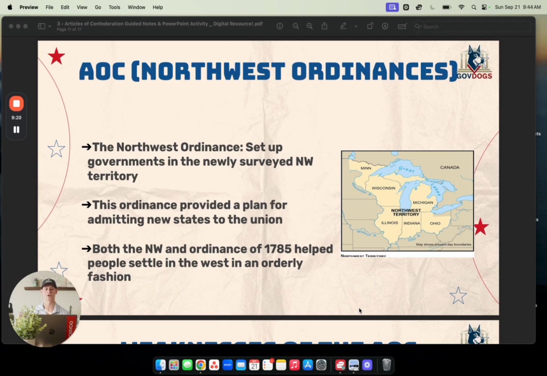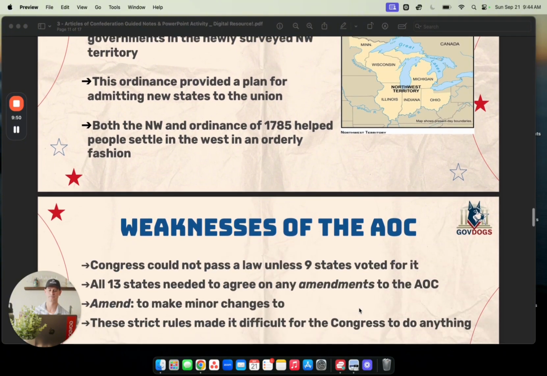Okay? So the Northwest Ordinance, right, set up governments in the newly surveyed Northwest Territory. So this is another success of the Articles of Confederation. What the Northwest Ordinance did, after the Ordinance of 1785 went out and surveyed the land, is set up a plan for setting up governments and then admitting new states into the Union. Both the Northwest Ordinance and the Ordinance of 1785 helped people settle in the West in an orderly fashion. Again, these are two of the major successes of the United States under the Articles of Confederation.